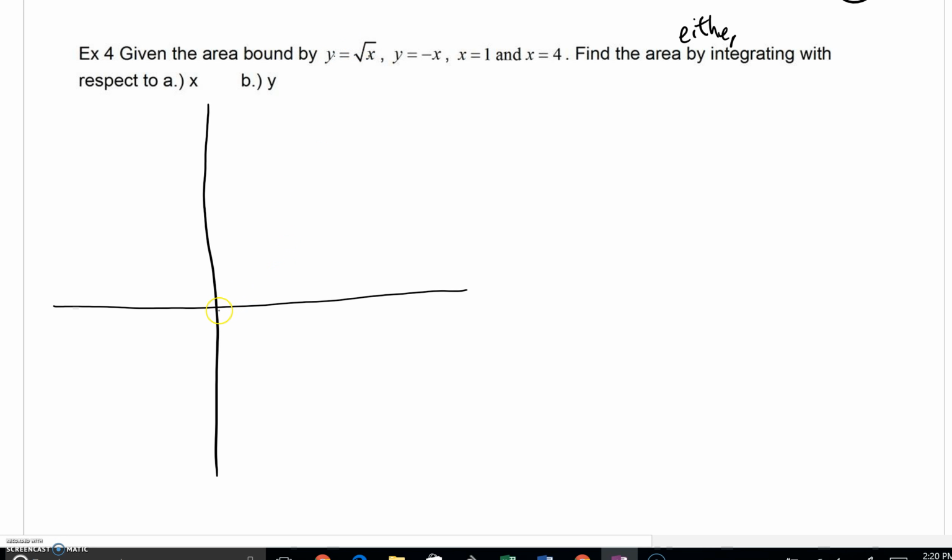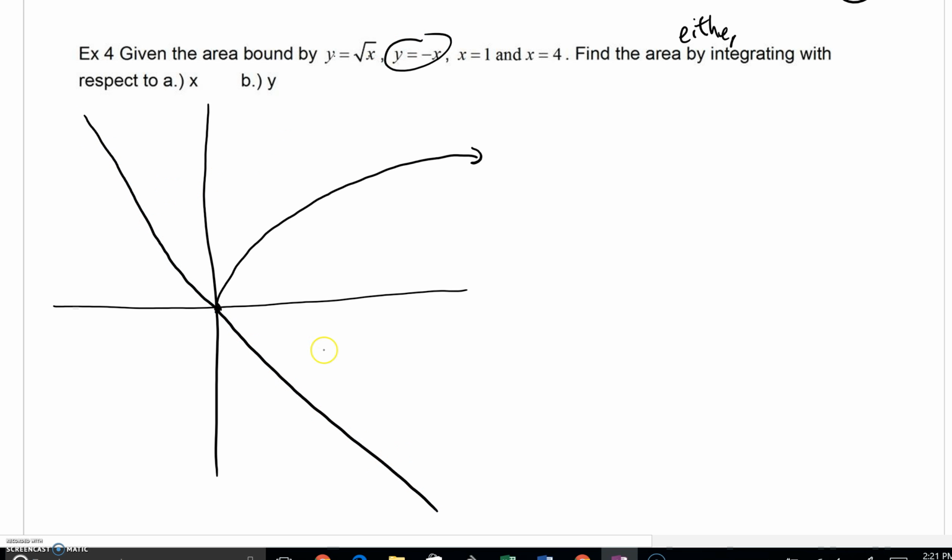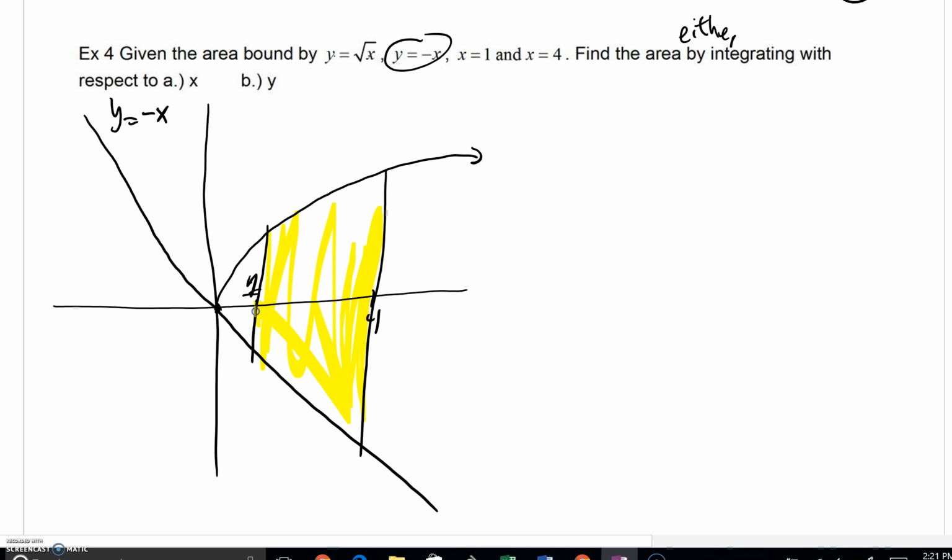Look, y equals radical x. It's actually half of a parabola opening towards the right. It would look something like so. Y equals negative x, of course, is a line. It would look just like so. And x equals 1, well, you could see that's going to be a vertical line right here. X equals 4, that would be a vertical line also. And you can hopefully see very fast that you have enclosed a region. You can find the area of what I am highlighting in yellow.